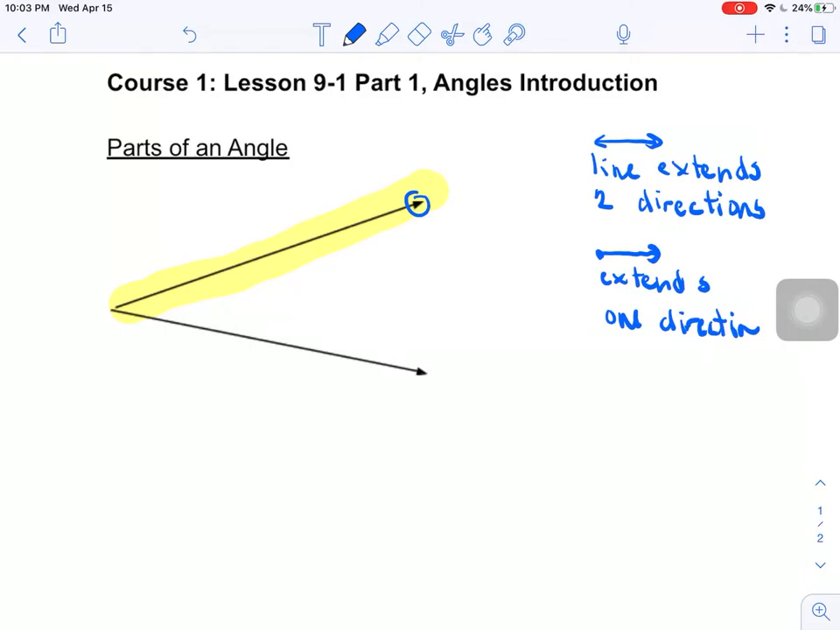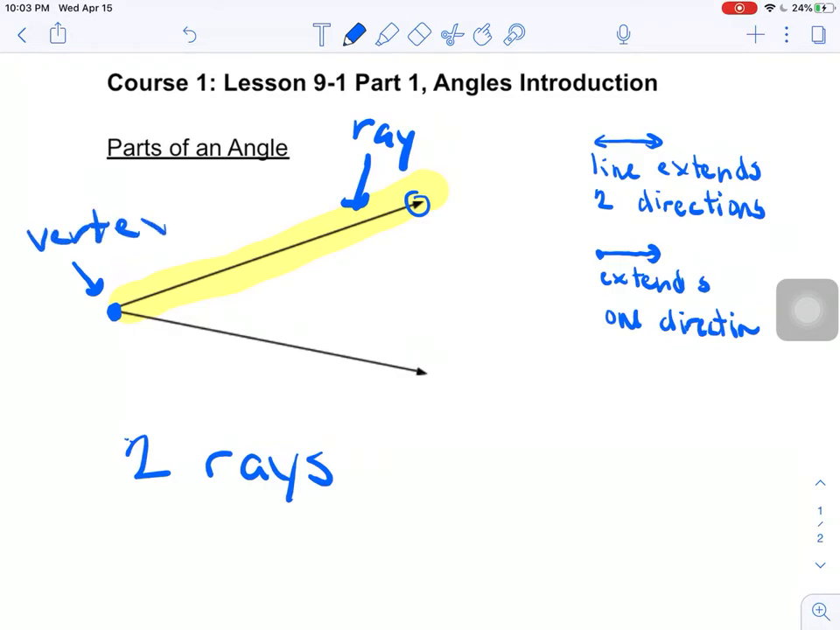So an angle is made up of two rays. So that is called a ray. So an angle has two rays. And where those rays meet, so that is the end point of both rays. So both rays meet up or they end in the same spot. So that ending spot makes up kind of the middle of the angle. So that is what we call the vertex of an angle.